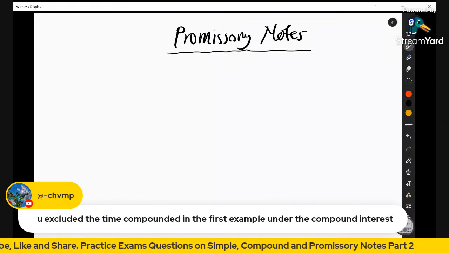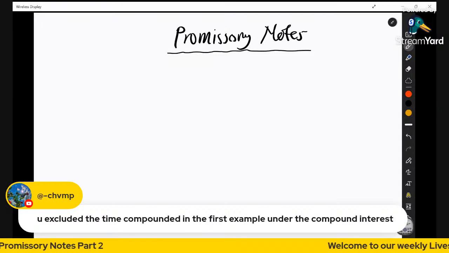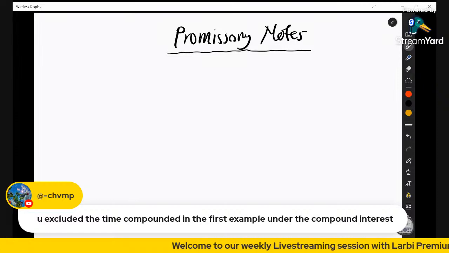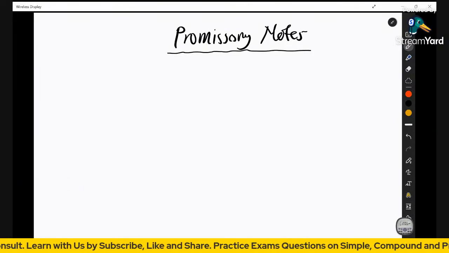Saying that you excluded the time compounded in the first example under the compound interest. Really? Okay, that's fine. But I think they say understanding the principle, that's what we are using. So if I excluded it, then thanks for notifying me for that. But I believe that it's the same principle they are using, but just that was a small mistake. So thank you so much for that correction. I'm grateful for that. So that's fine. If you have any other questions, you can bring it before we get started.